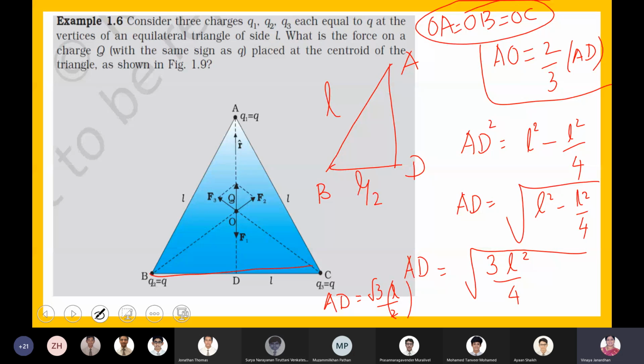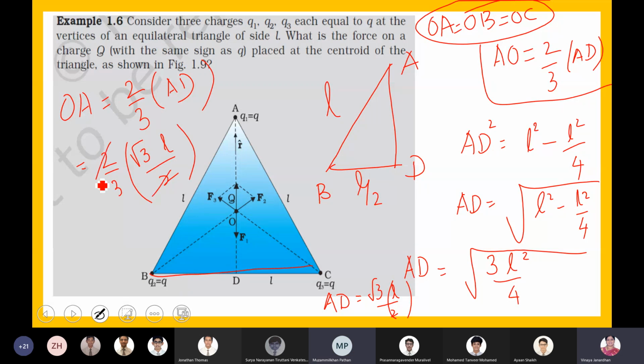Now you find what is OA, what is OB, what is OC. OA is 2/3 of AD. What is the value of AD now? Root 3 L by 2, correct? So it is root 3 by 3 L, which is L by root 3. So OA is equal to L by root 3. Is that correct? Yes, ma'am.